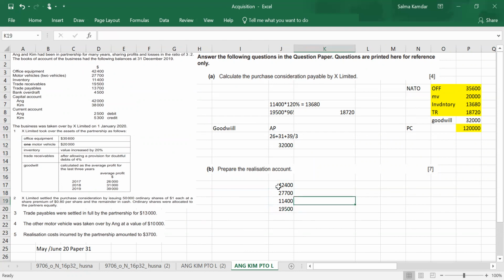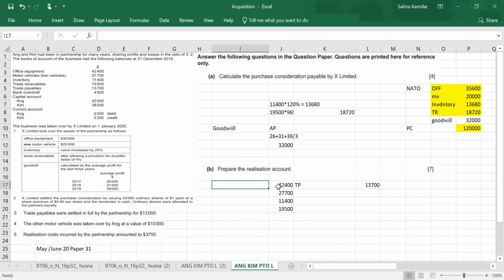All the liabilities would come on the credit side. So what are the liabilities? Trade payables is 13,700. Bank overdraft will not be a part of the realization account.